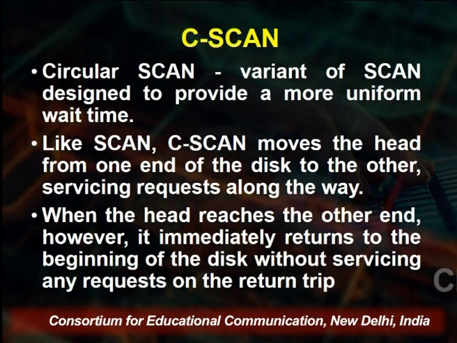Now how is this C-scan implemented, or how does it take place? Like scan, our C-scan also moves the head from one end of the disc to the other, servicing all the requests along the way. But when the head reaches the other end, it immediately returns to the beginning of the disc without servicing any requests on the return trip. Here is the difference: when the head reaches the other end, it immediately returns to the beginning of the disc without servicing any request on the return trip. The C-scan or the circular scan scheduling algorithm essentially treats the cylinders as a circular list that wraps around from the final cylinder to the first one.